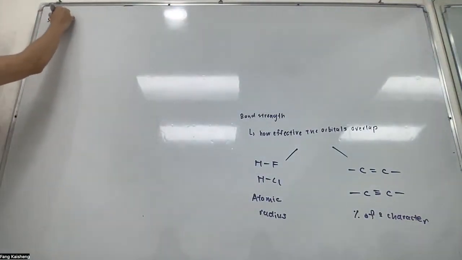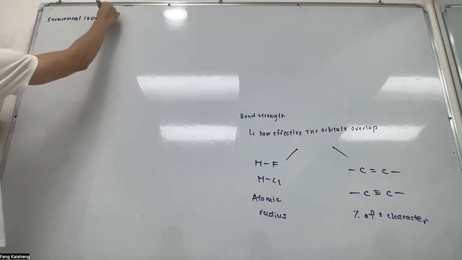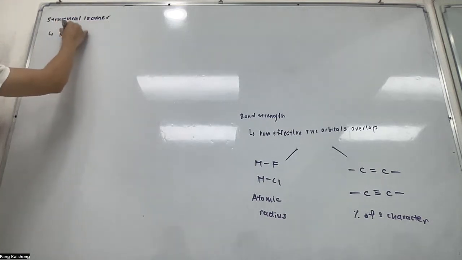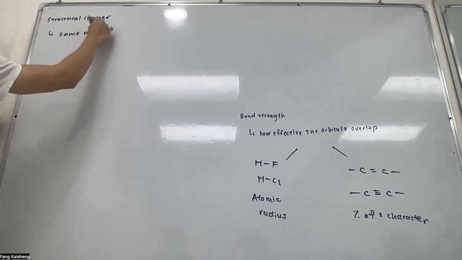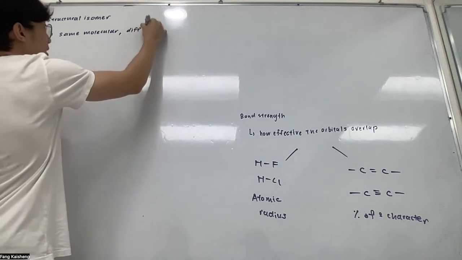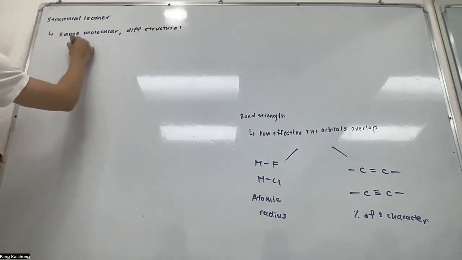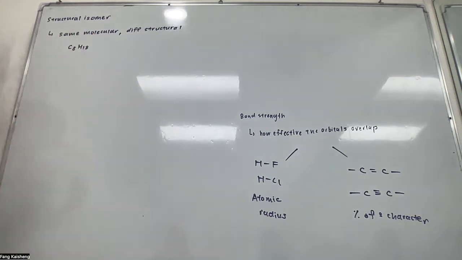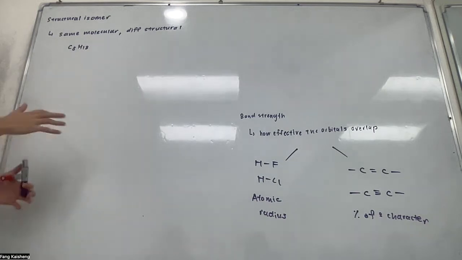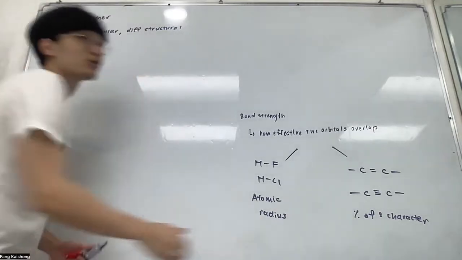Okay. So we have two types of isomers. The first one is called structural isomers. A structural isomer is something that has the same molecular formula, but a different structural formula. So you can have something like, let's say, C8H18. C8H18 is such a big compound that you can arrange it in so many different ways. That's why you can get many, many different types of isomer. So that's called structural isomer.